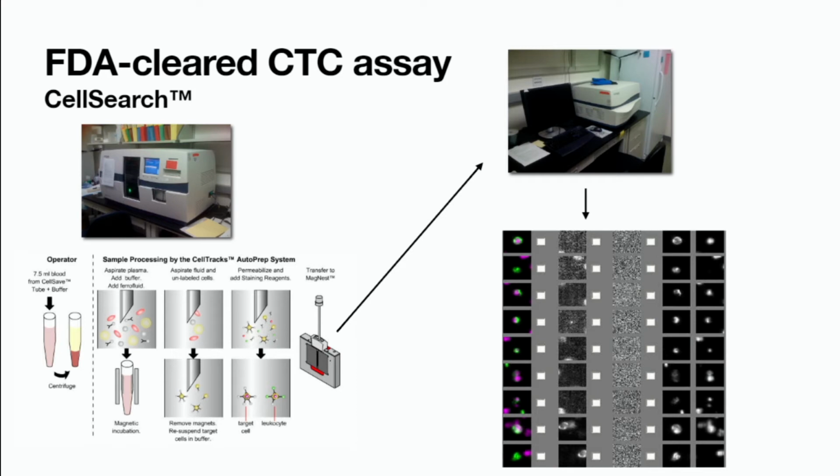As I said, back in 2005, this assay came out that was FDA cleared. The company that was originally making it was called Immunicon. This technology has now passed through a number of different companies: Immunicon, then Veridex, then Johnson & Johnson, and currently it's Menarini. This is an assay called CellSearch, and this really is the one that you will see predominantly in the literature because essentially it's the only FDA-cleared CTC assay that's out there. And this assay, again, uses immunomagnetic selection of CTCs in order to enumerate circulating tumor cells.